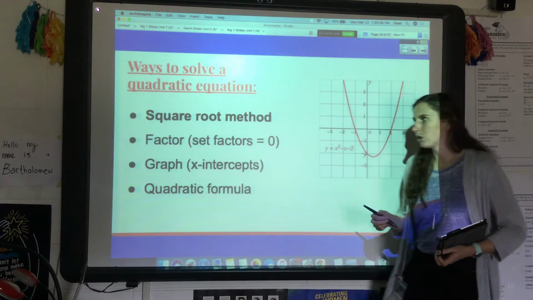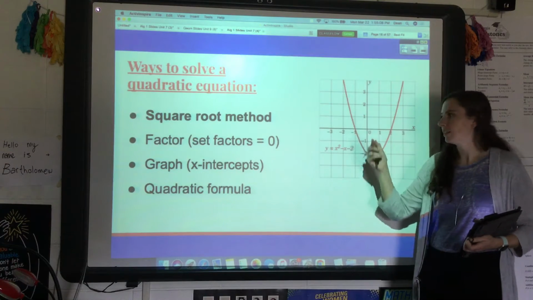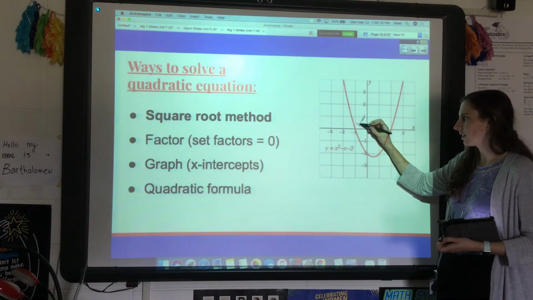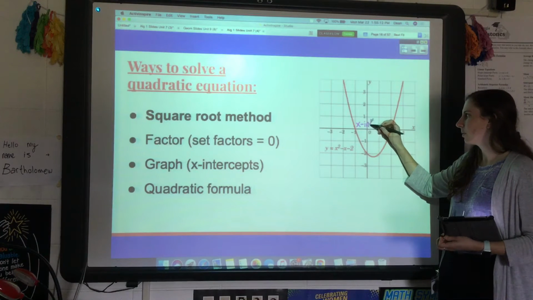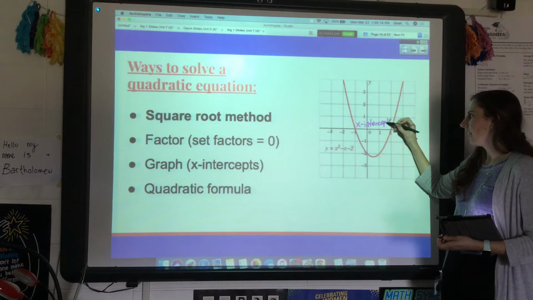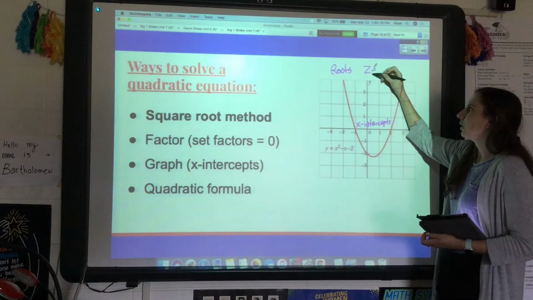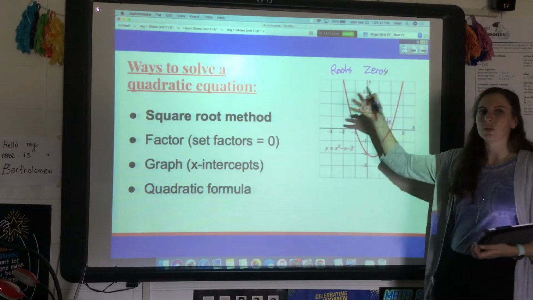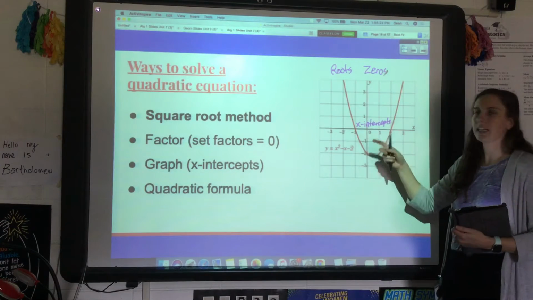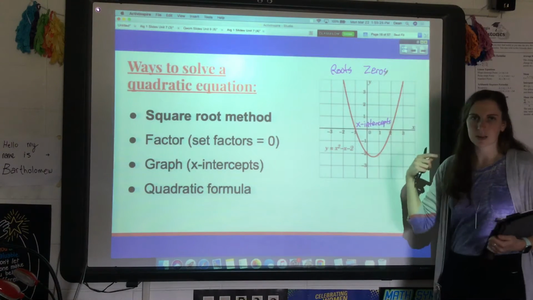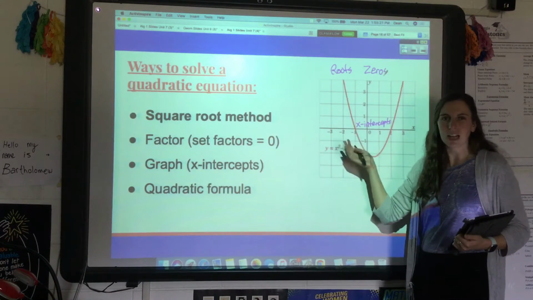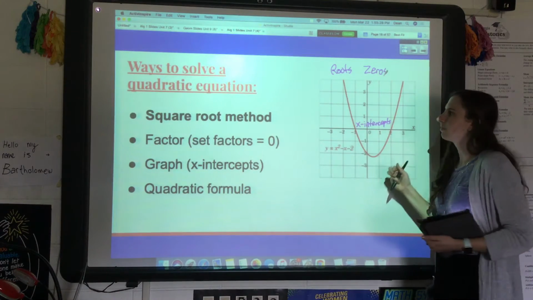Remember, these solutions, like when you find x, these solutions are also called the x-intercepts because they are the x-intercepts. And they're also called the roots, and they're also called zeros because it's where the equation equals 0. So anytime you hear roots, zeros, x-intercepts, it all just means the solutions to that quadratic, what makes it equal 0.